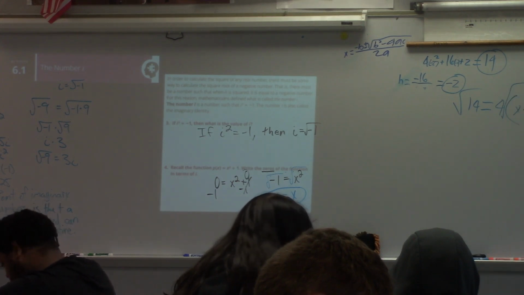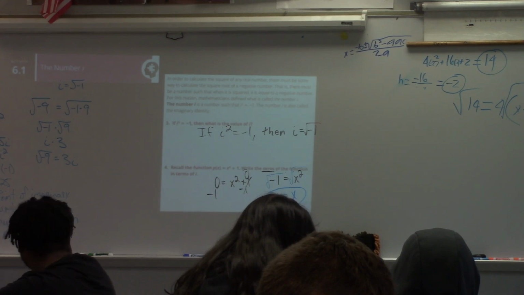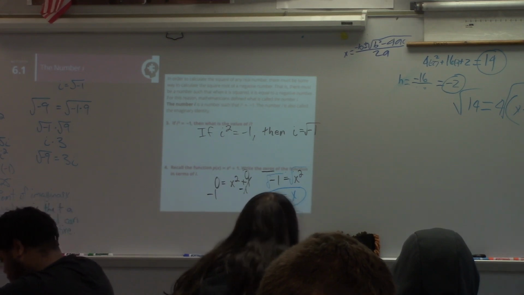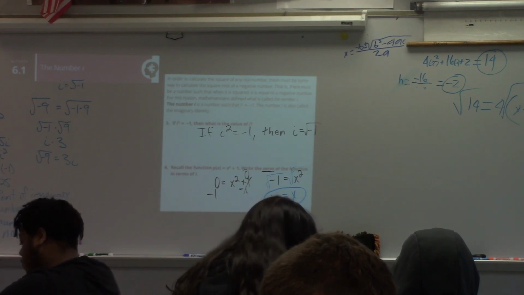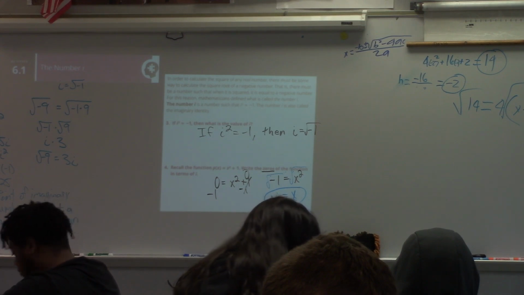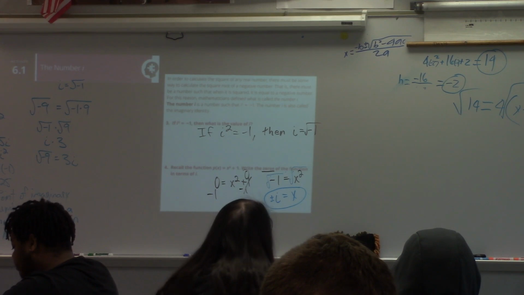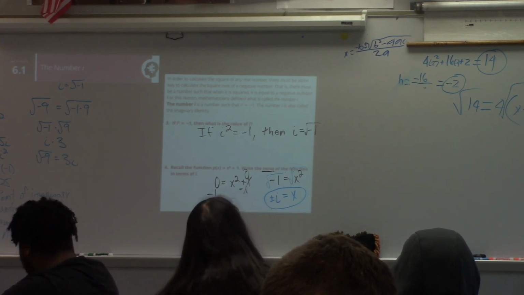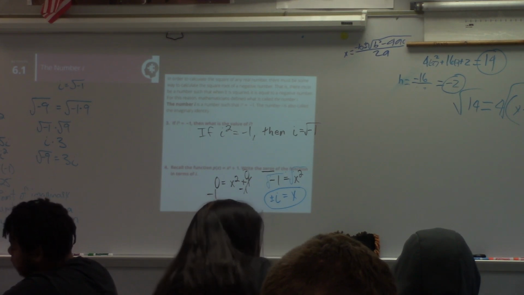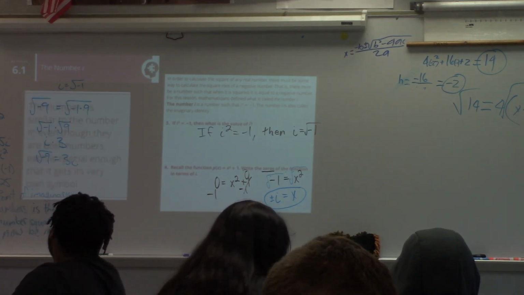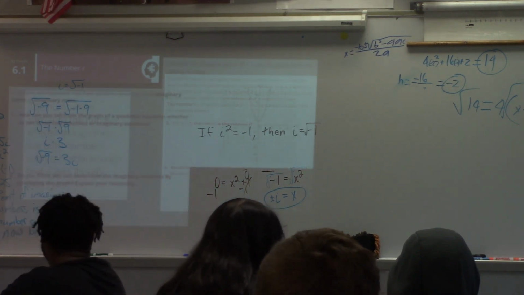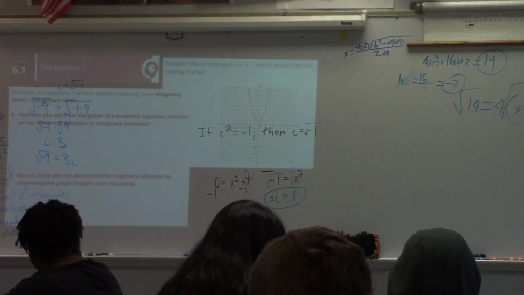The square root of negative 1 is i. That's the whole point, is now I can deal with imaginary numbers. So I solve it like normal. This is no different than what we did before. It's just now when I get the square root of a negative, I know I need the number i. That's the only new thing here.